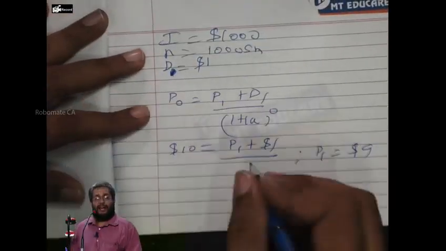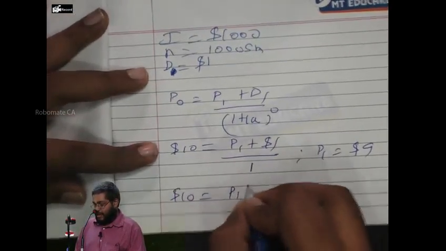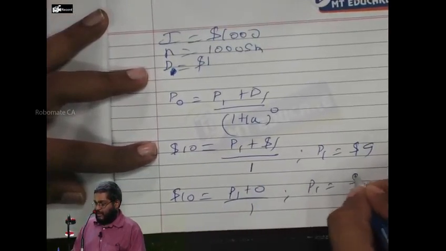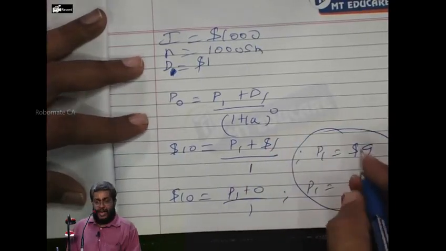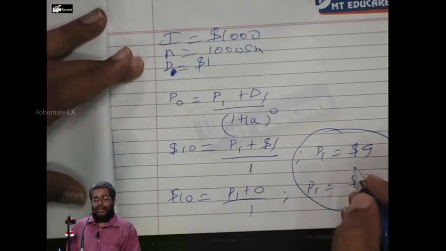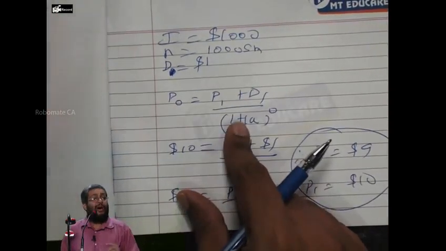That is when dividend is declared, right or not? If dividend is not declared, what happens here? $10 is equal to P1 plus 0 divided by 1. P1 is $10. So two questions answered. What is share price when no dividend is declared? What is share price when dividend is declared? The answer is $10 and $9. The only difference between the last sum and this sum is that in the last sum all are after 1 year.